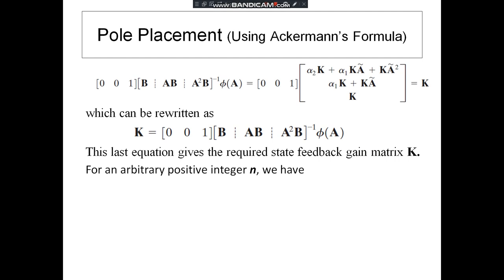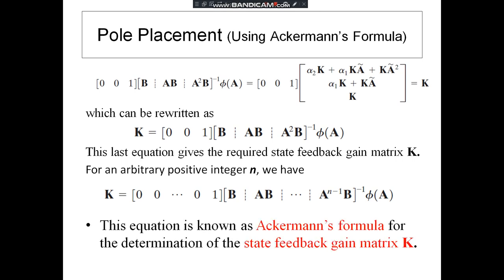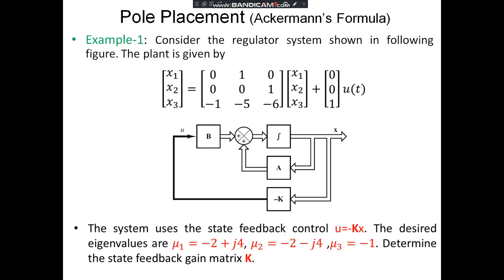So, for an arbitrary positive N, we have K is equal to [0 0 up to the last element as 1], then [B AB A²B and so on, up to A raised to N minus 1 into B], its inverse into phi of A. This equation is known as Ackermann's formula for determination of state feedback gain matrix K. So, with the help of this equation, we can directly obtain the value of the state feedback gain matrix K.